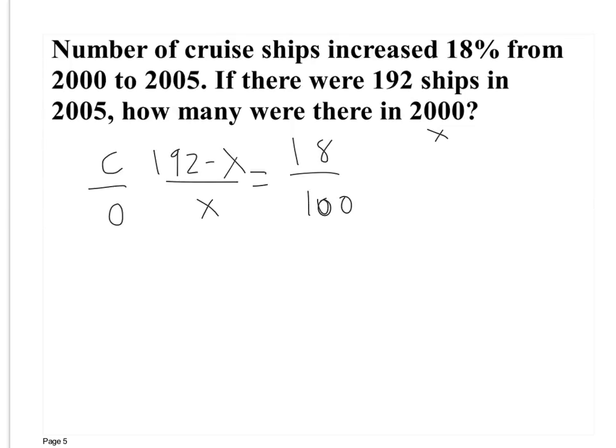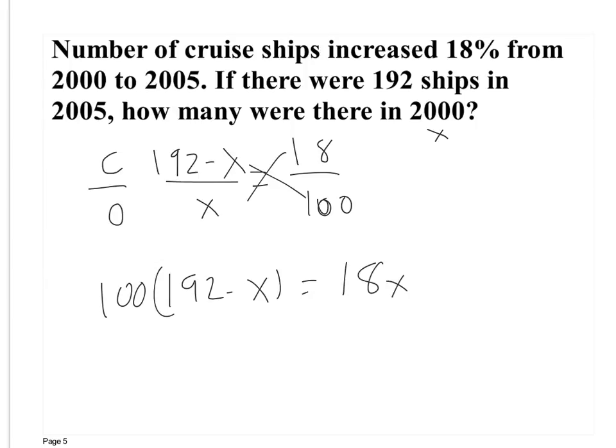So, I can cross multiply this, which gives me 192 minus X times 100, and that's equal to 18X. Well, how would I do 100 times 192 minus X if I can't subtract 192 and X? What would I do? I would distribute. Good. I'd take 100 times 192 and take 100 times X.